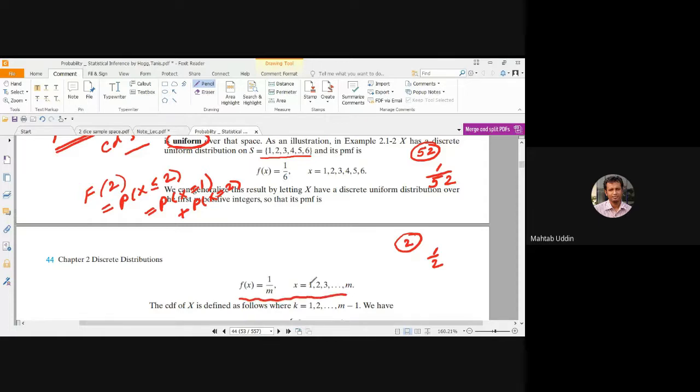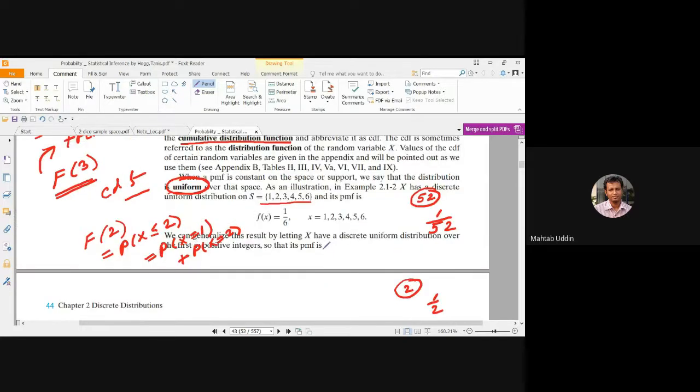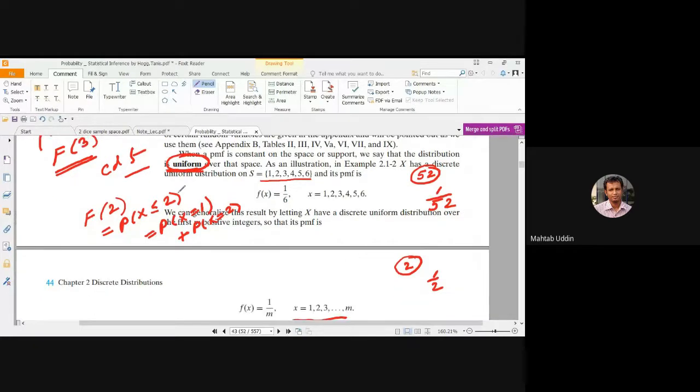This is the uniform distribution. Be careful. Every distribution will not have the probability 1 by m. This is only possible if the outcomes are equally distributed. That is the uniform distribution. This is only valid for the uniform distribution.